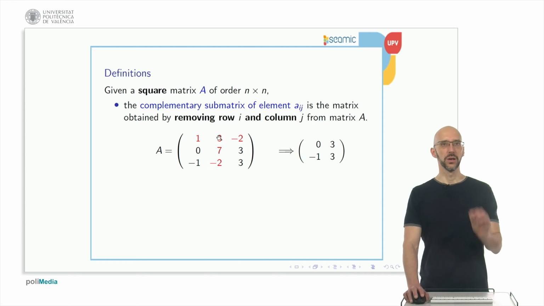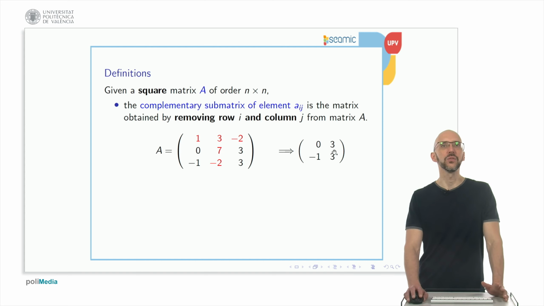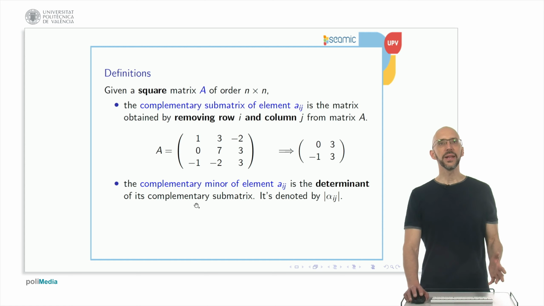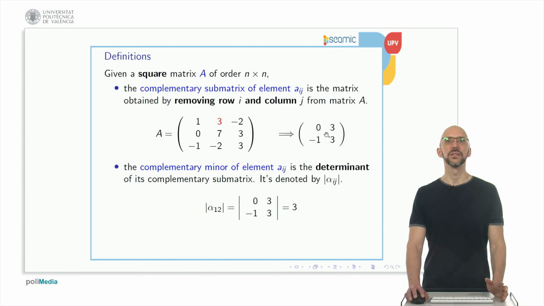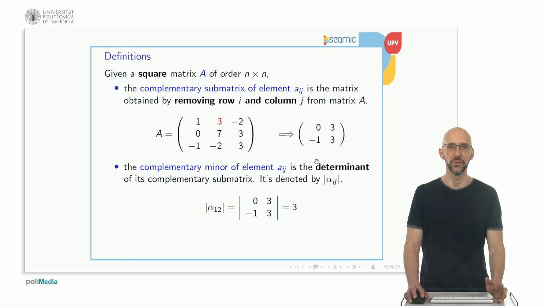Okay, you have here. I'm just obtaining the complementary submatrix of this element, this 3. So I eliminate the row, I eliminate the column, and the submatrix I obtain is 0, 3, negative 3. These numbers, this number, and this number. Okay? The complementary minor of the element is the determinant of the complementary submatrix. So the complementary minor is going to be the determinant of this new matrix. In this case, it's 0, 3 minus 3, negative 1. I change the sign, so it's positive 3. It's a determinant of order 2, piece of cake.